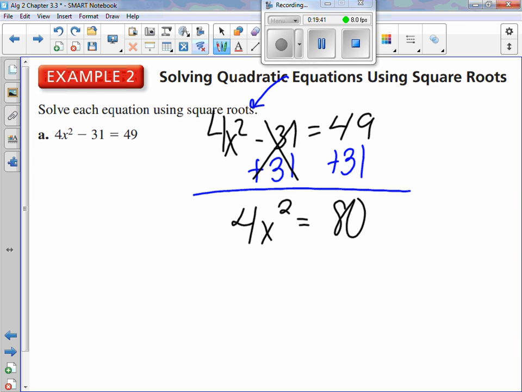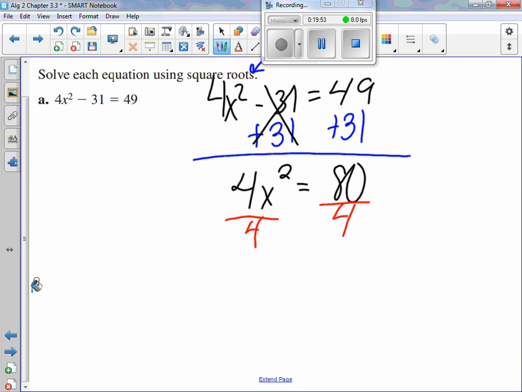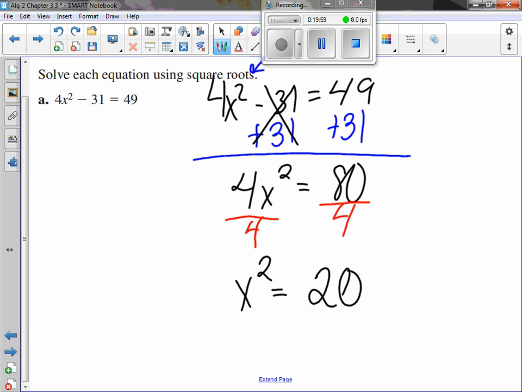So we're closer to getting x squared by itself, yes? What do we need to do next to get x squared by itself? We can divide by 4. And when we do this, 4 divided by 4 simplifies, and we just have x squared equals 20.